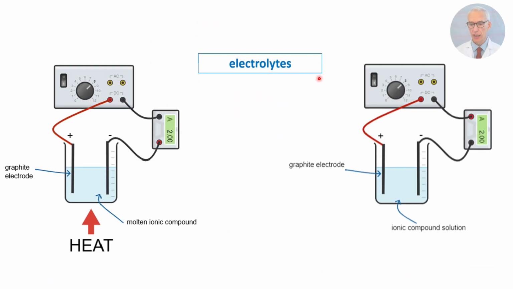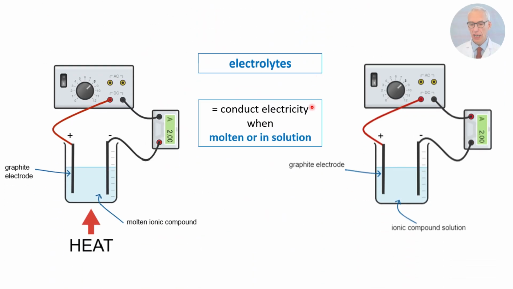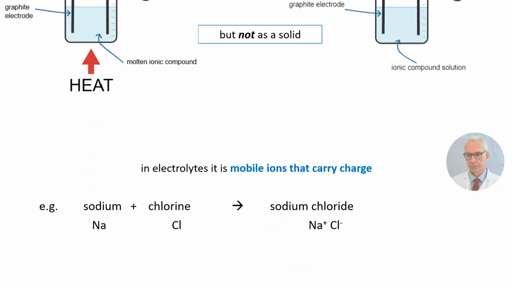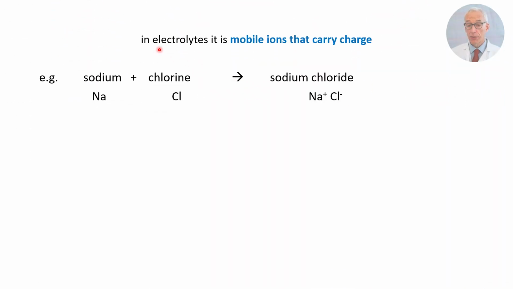Now consider electrolytes. Electrolytes conduct when molten or in solution, but not as a solid. We explain the electrical conduction properties of electrolytes by saying it is the mobile ions that carry charge.